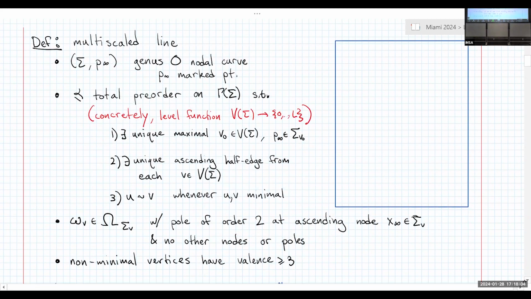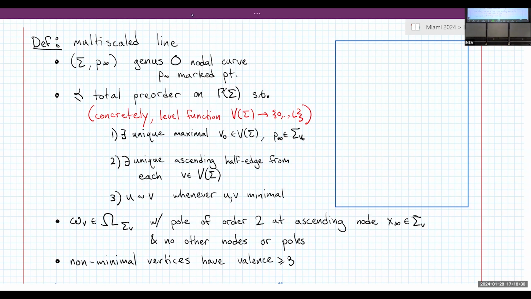So at the very end of the last lecture, I sort of eked in this definition, a multiscale line. It's a nodal genus zero curve with a marked point infinity. In addition, there's a total preorder on the dual graph of the curve. That just basically means that every vertex of the dual graph is assigned a level. You might as well call them zero to L, and then satisfy some conditions.